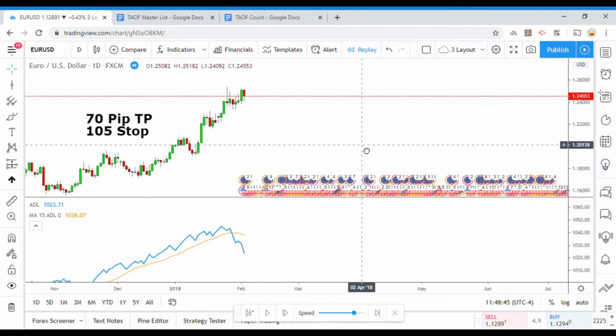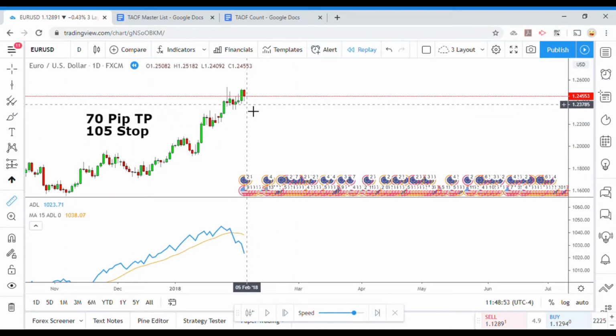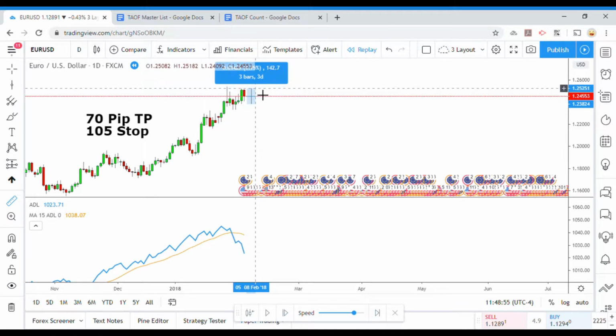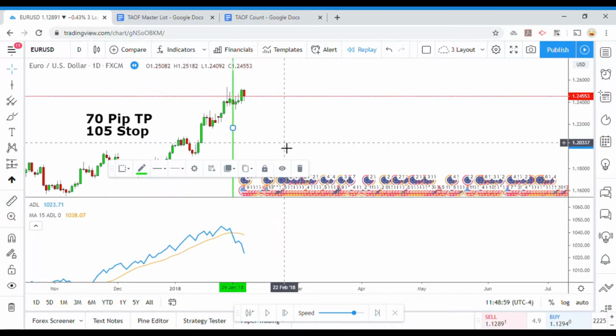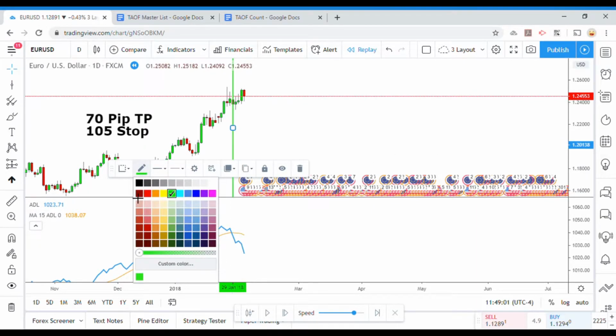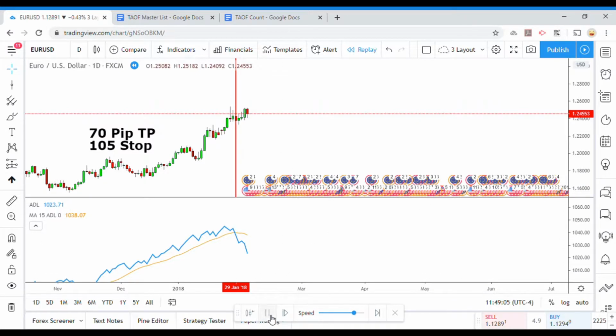Right, there is our first signal. That is a short signal. It looks like we may have gotten stopped out, and we did. So the first trade would have been a loss, which is a bummer.